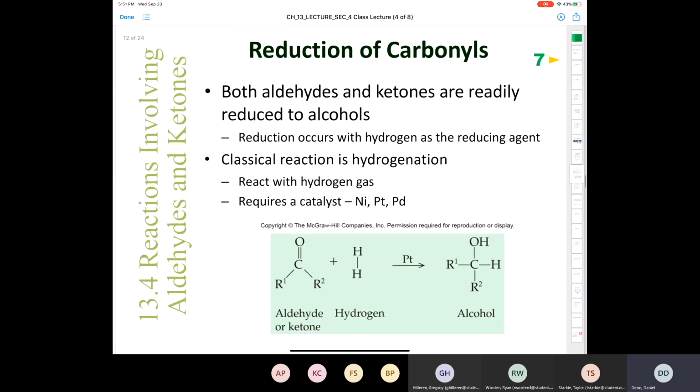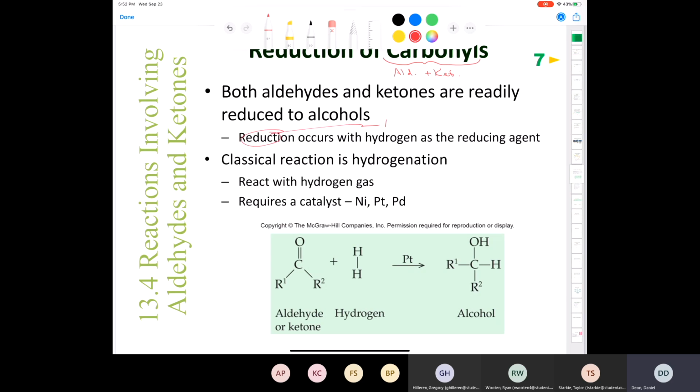All right, let's talk about the reduction of carbonyls. And again, I told you earlier in this class that when you just see the generic term carbonyls, that means aldehydes and ketones. Whenever somebody just generically says carbonyl compounds like that, it says here that both aldehydes and ketones are readily reduced to alcohols. And how do we do that? We reduce them with hydrogen as the reducing agent, because reduction is adding hydrogen or losing oxygen. And so we're adding hydrogen here. This is a typical hydrogenation reaction where we have to use H2 gas. So hydrogen gas is H2 gas.